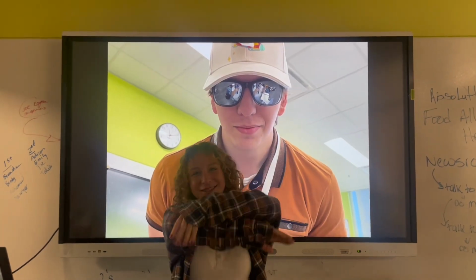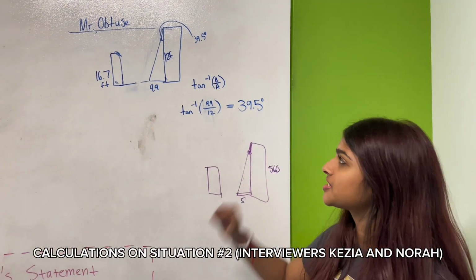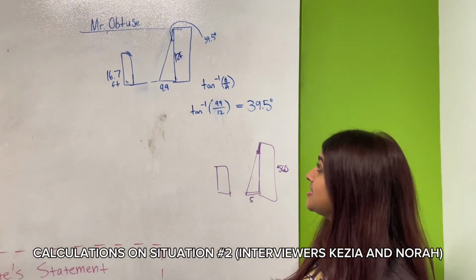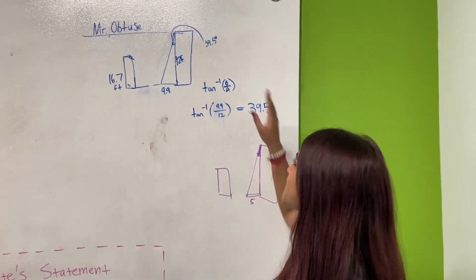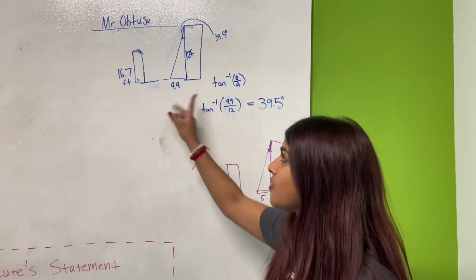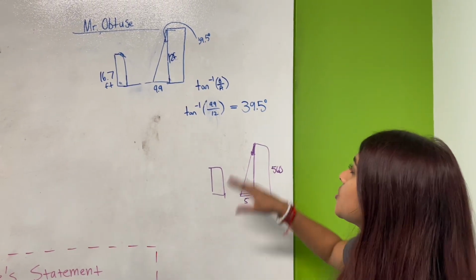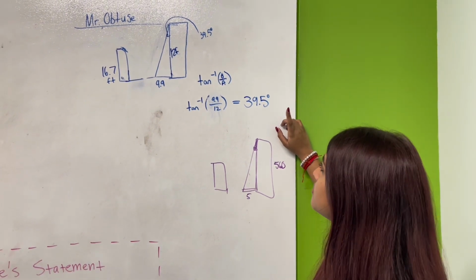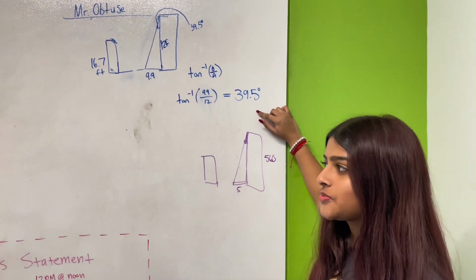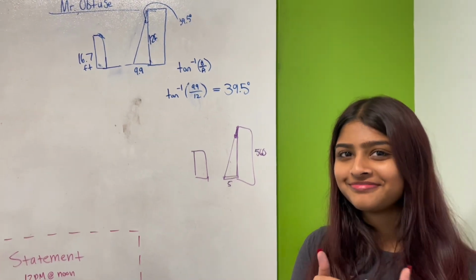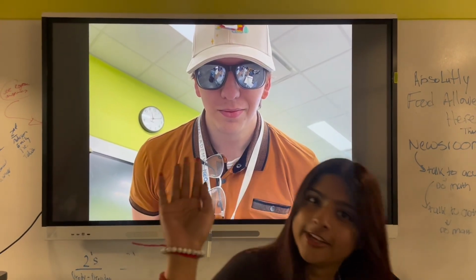Situation 2. Part 2 of exposing Mr. Obtuse was we went outside and tested this out. The building was 12 feet, and we saw the ball when it was 9.9 feet across. So we got the inverse tangent of it and divided, and then we got 39.5 degrees, which is not 0.5. So he's wrong. Now let's hear the final statement.